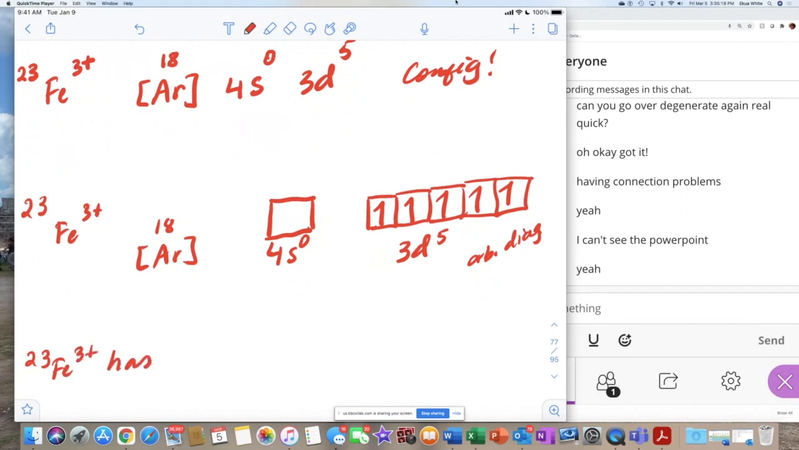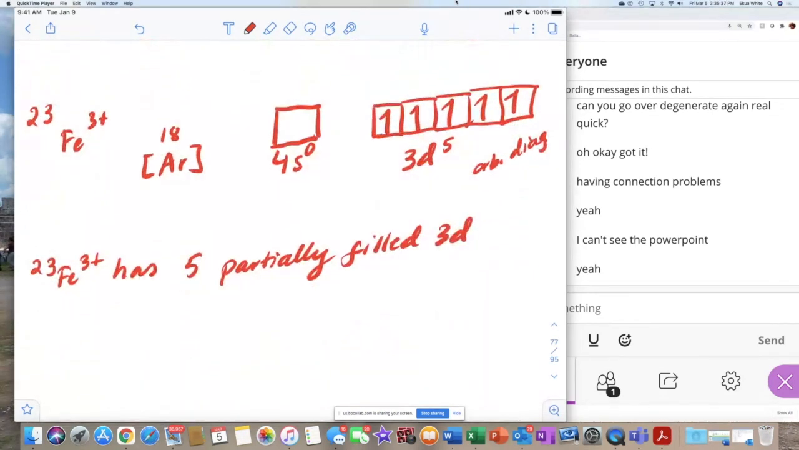Iron has 5, not just 1, partially filled 3D orbitals. Remember that? Partially filled is my preferred word. It is therefore paramagnetic.